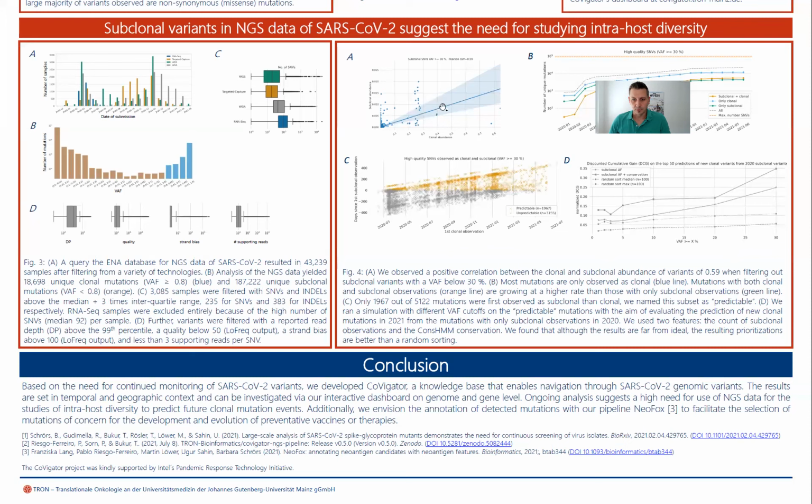We observed a positive correlation between the clonal and the subclonal abundance of variants when we filtered for a variant allele frequency above 30%. This correlation is lower when we choose the lower cutoff, but that is in part due to false positives for very low variant allele frequencies, and it might also hint that mutations with a higher variant allele frequency get fixed in clonal mutations easier.